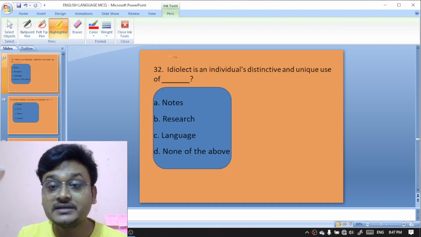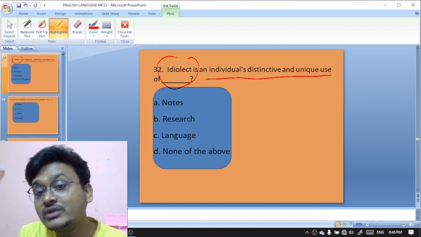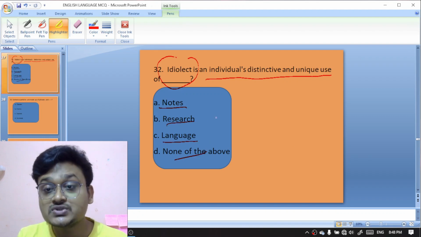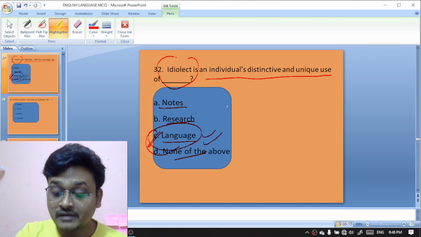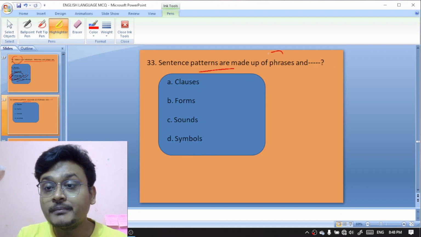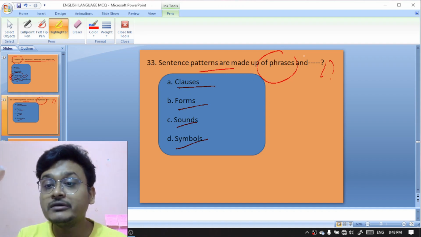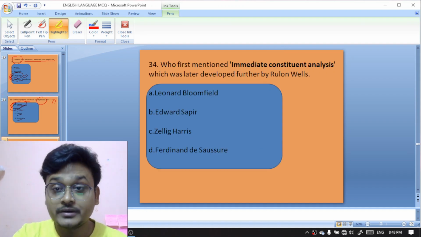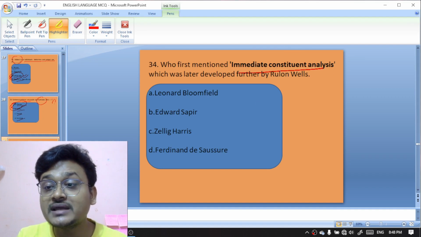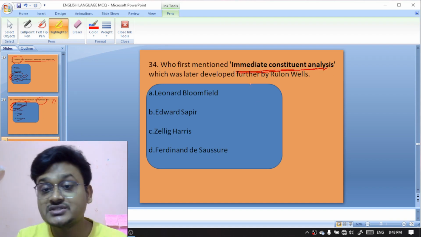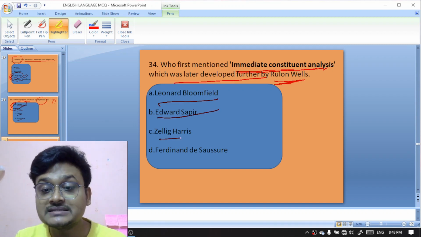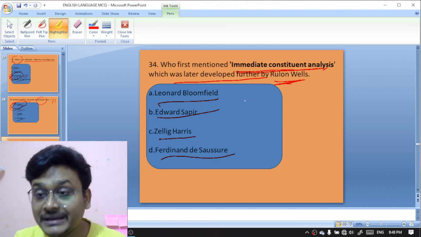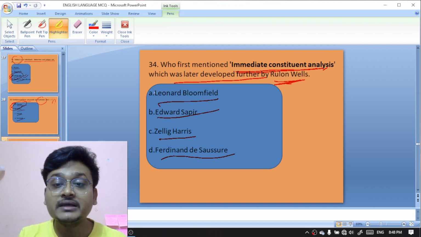Moving to the next question. Idiolect is an individual's distinctive and unique use of language. C is the right option here. Sentence patterns are made of phrases and what? Sentence patterns are made of phrases and clauses. Next question. Who first mentioned immediate constituent analysis, which was later developed further by Rule and Wells? Leonard Bloomfield, Edward Sapir, Zellig Harris, Ferdinand de Saussure. So immediate constituent analysis was developed by Leonard Bloomfield.